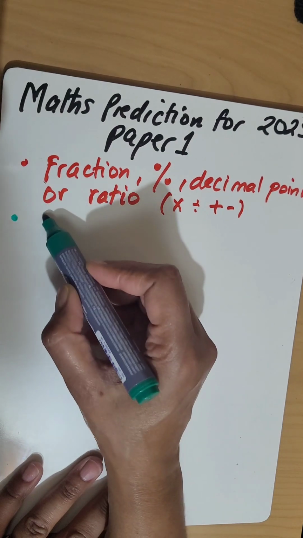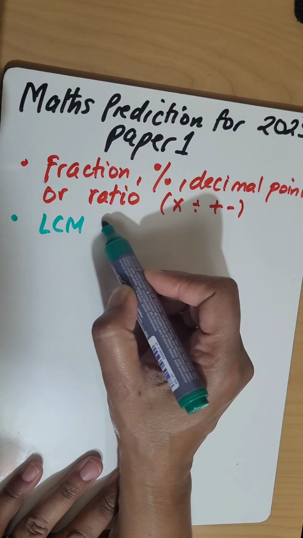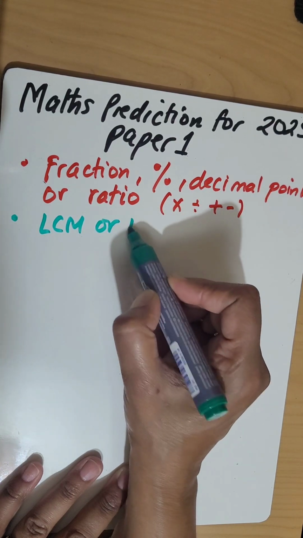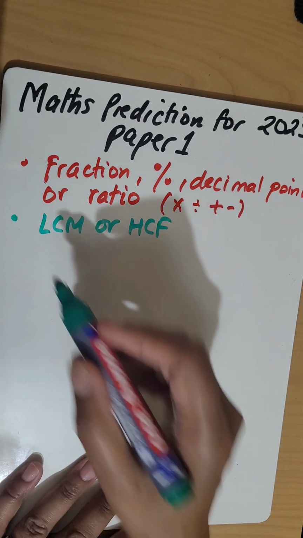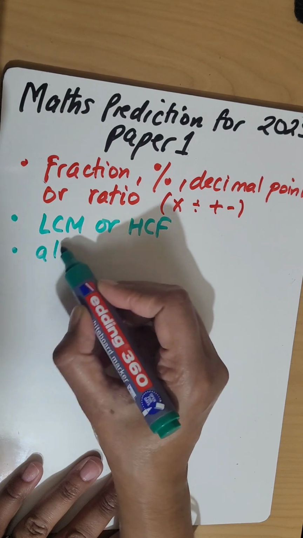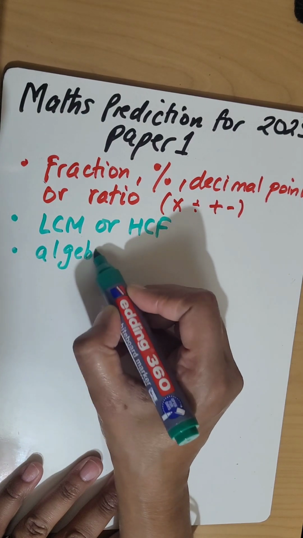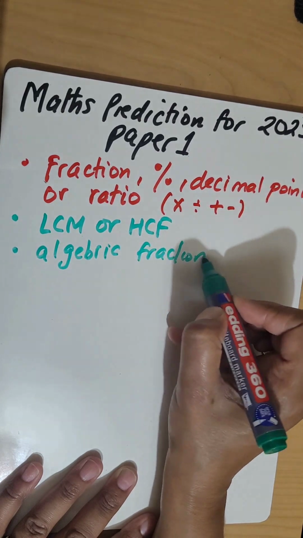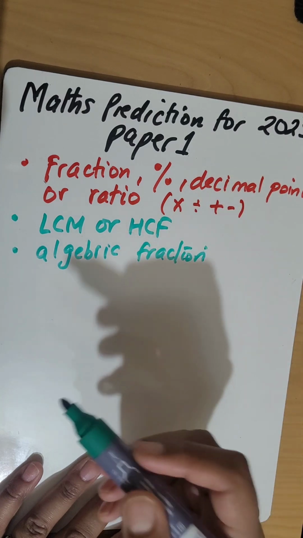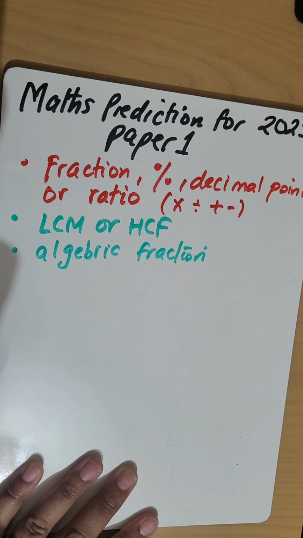The other thing could be calculating LCM or HCF. So you need to know how to do this calculation. Also, you've got the algebraic fraction. So these are the questions that come right at the start.